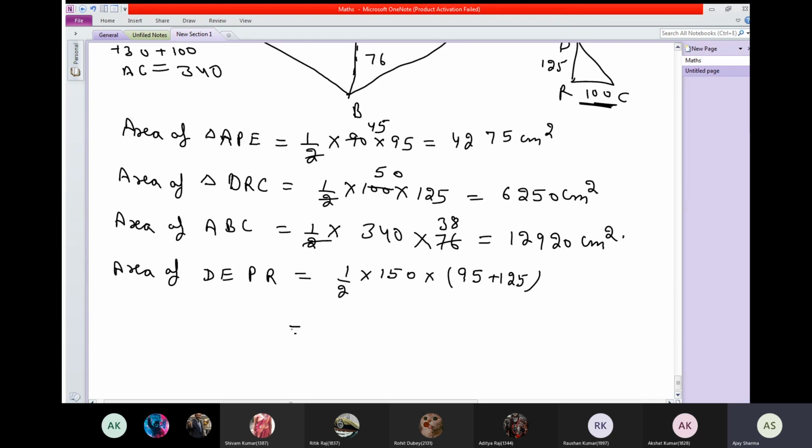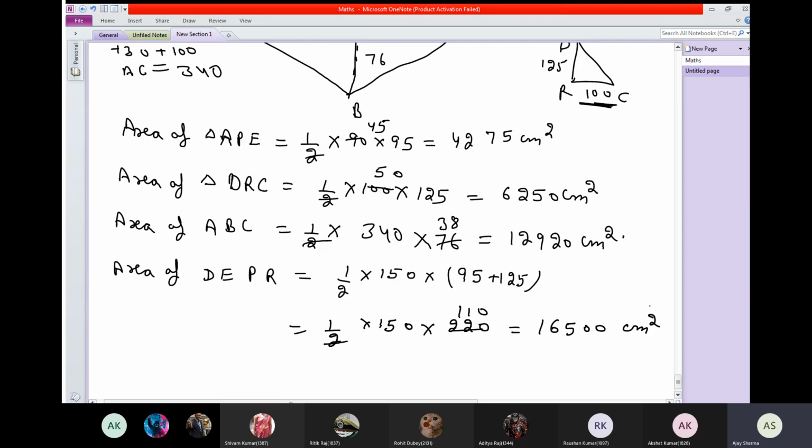1 by 2 multiplied by 150 multiplied by 220. When you divide it, it will be 110, and the answer will be 16,500. Clear? And write the unit centimeter square.